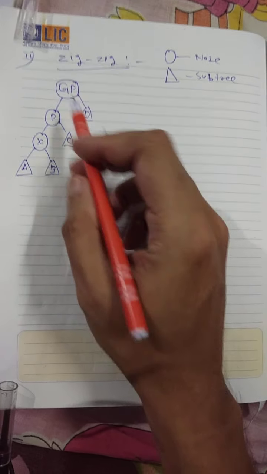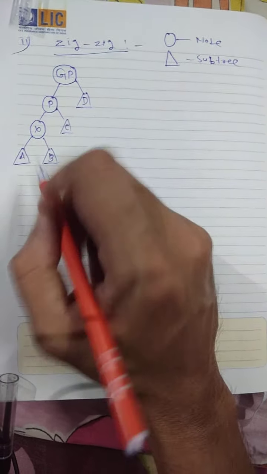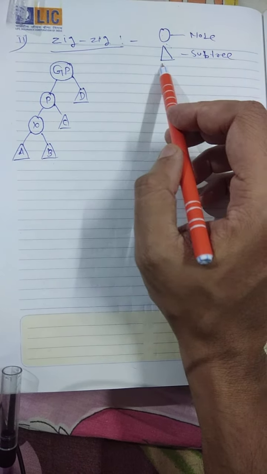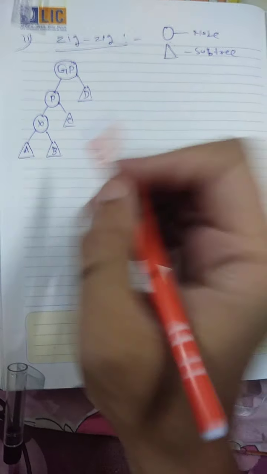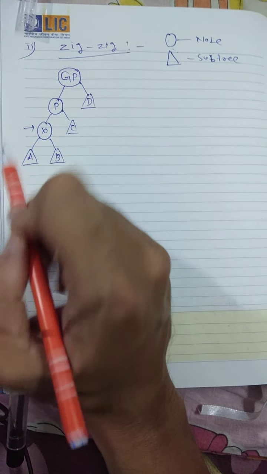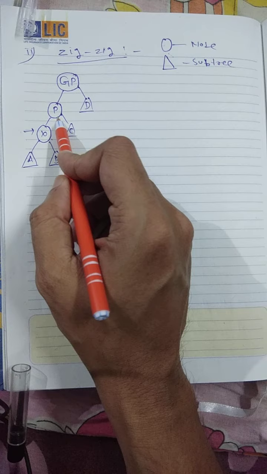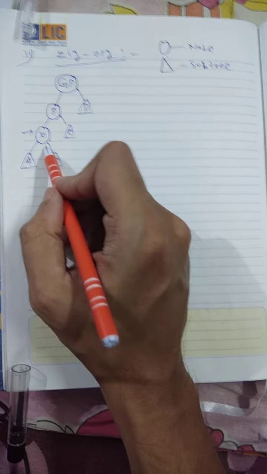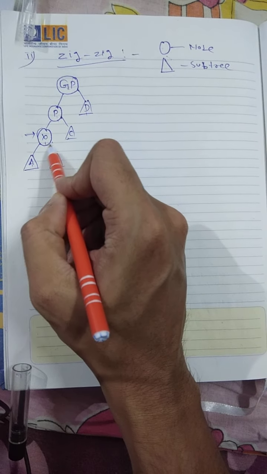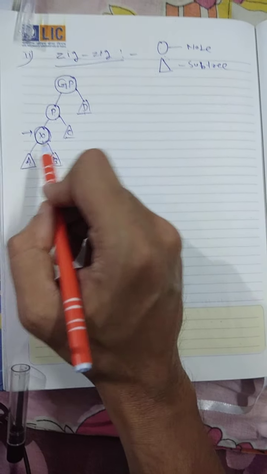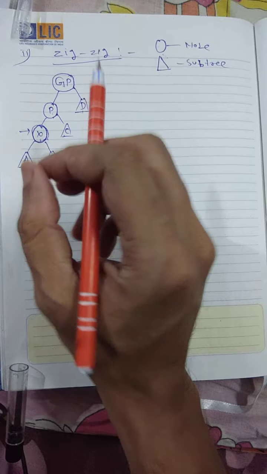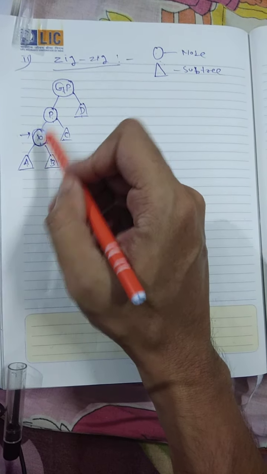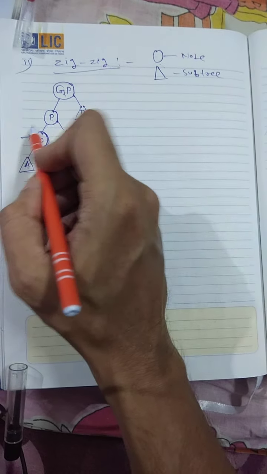Okay, next is the zigzig. The second type is zigzig rotation. In the zigzig rotation, suppose this is a tree, the circle is a node and the triangle is a subtree. Suppose X is the target node, and this is your parent and this is your grandparent, and these are some subtrees A, B, C, D. X is the target which we need several number of times to access. That means we splay that record towards the root. So that is your zigzig.